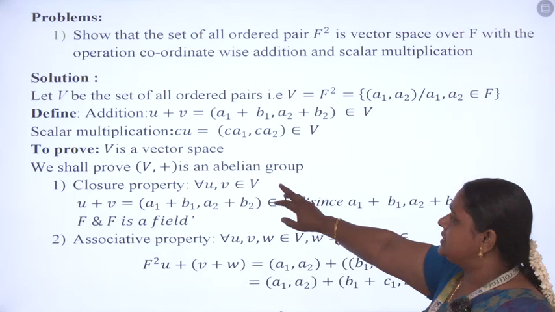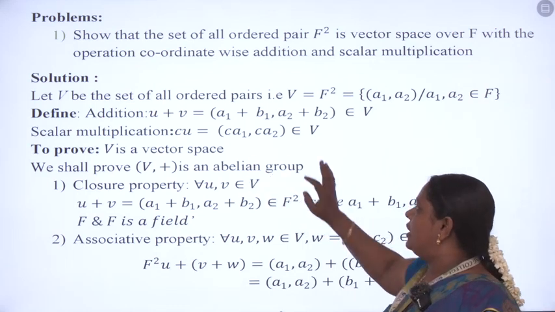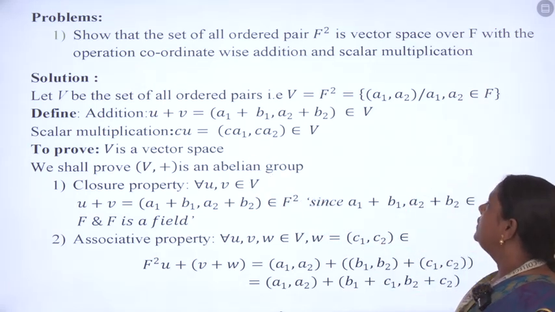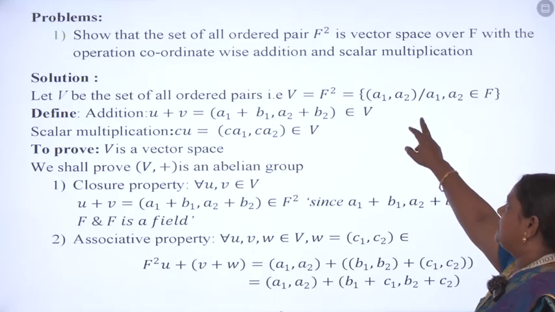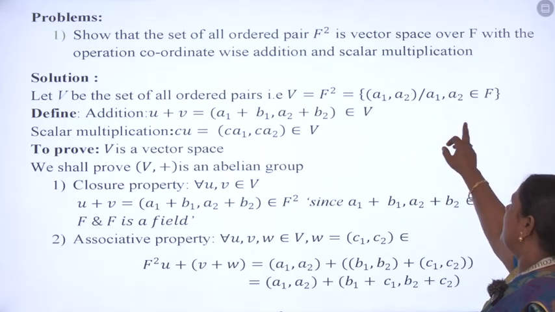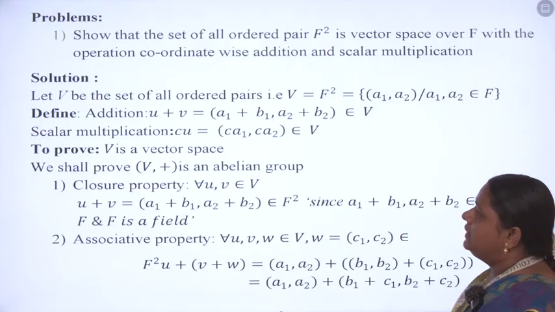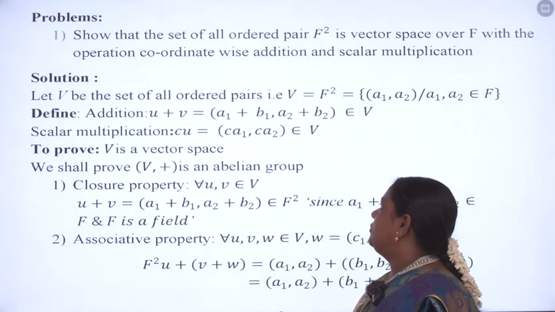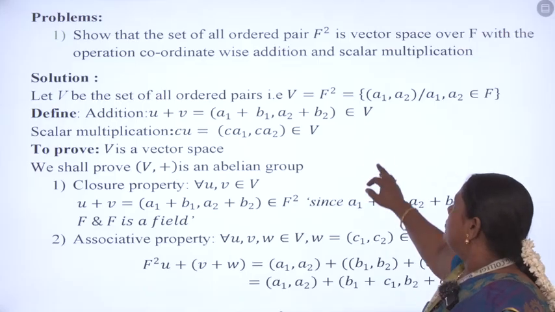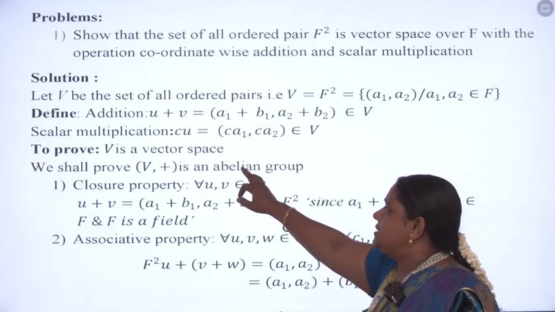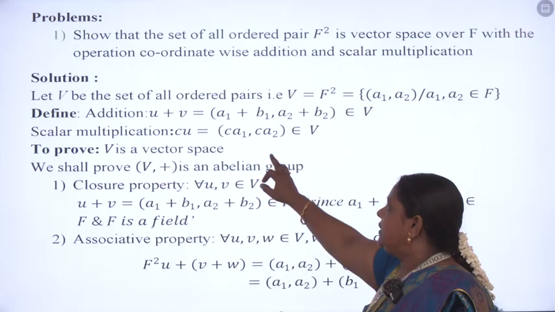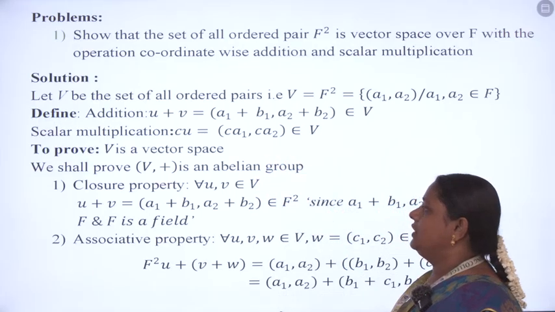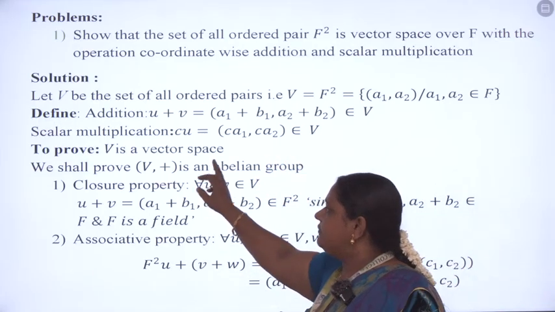Okay, the solution for this: let V be the set of all ordered pairs, that is V equal to F². We are considering the two scalars a1, a2 such that (a1, a2) belongs to F. Define addition u + v = (a1 + b1, a2 + b2) belongs to V. Scalar multiplication cu = (ca1, ca2) belongs to V. Now we are going to prove V is a vector space.